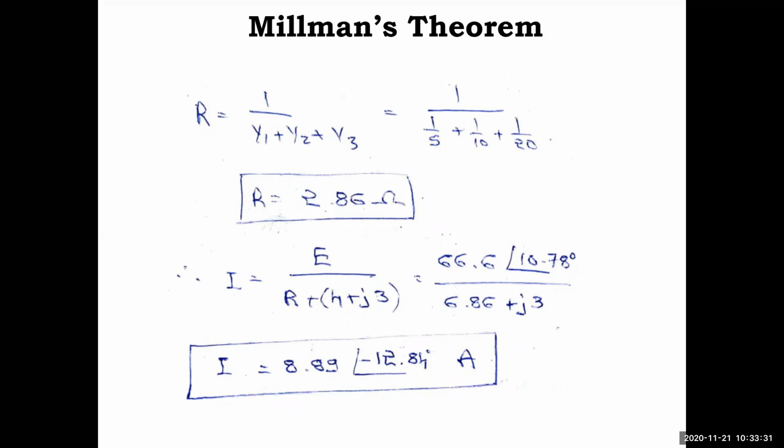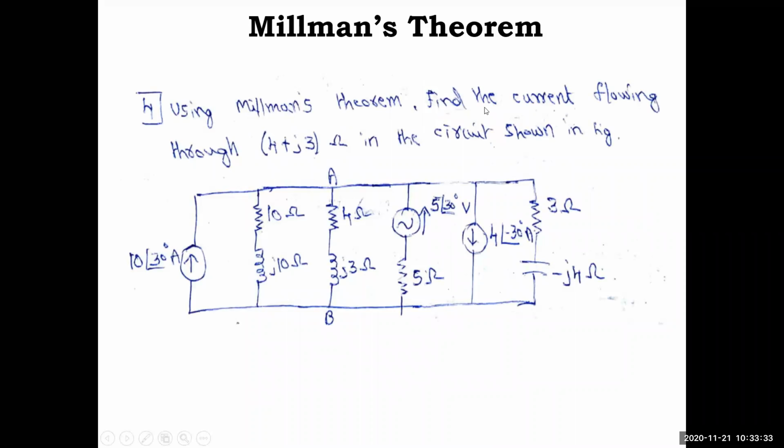Same way, note down. Using Millman's theorem, find the current flowing through 4 plus j3 ohm in the circuit shown in figure. So what changes I have made in this figure is, I have given here 2 sources as current source in parallel with resistor. And one, it is as it is, voltage source in series with resistance. And here I am having the inductance and capacitance part in the circuit. Earlier all three were having resistor.